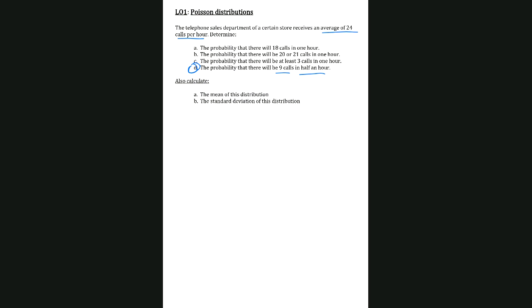So in this case, if the average was 24 and this was in 1 hour, it was per hour, for half an hour, our average is going to halve. So it's half the time, and so it would be half of that average. And so instead of it being 24, it's now going to be half that, which is 12. So you're now going to have a new average in the formula, which is 12.